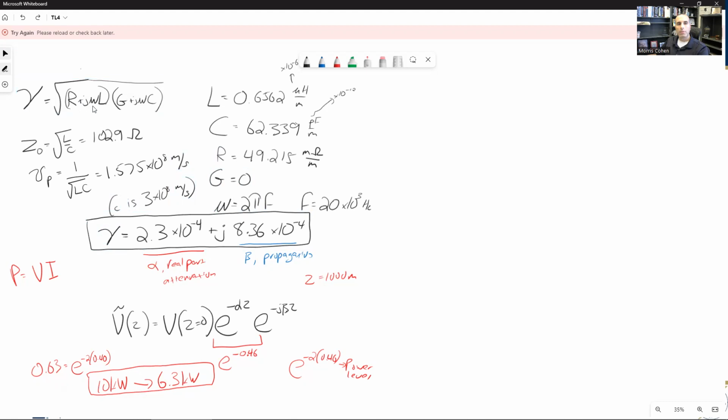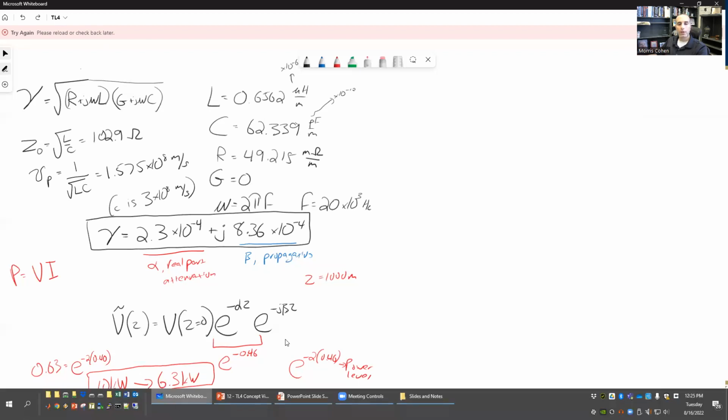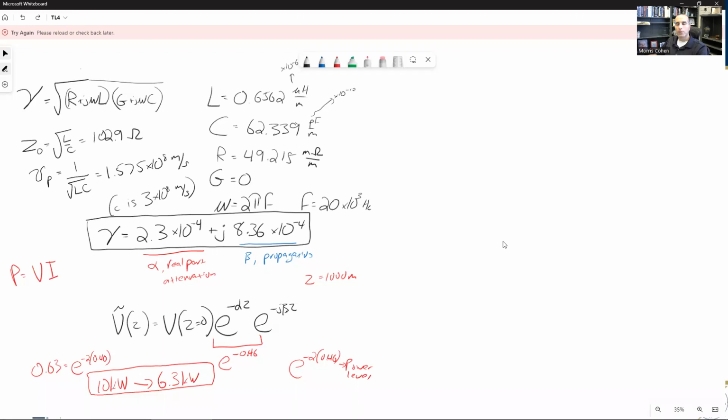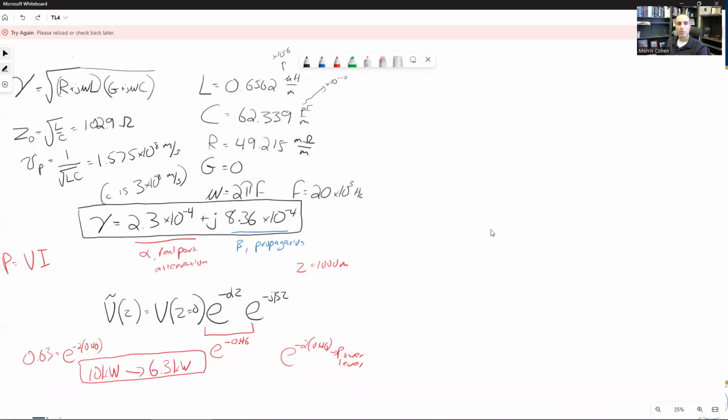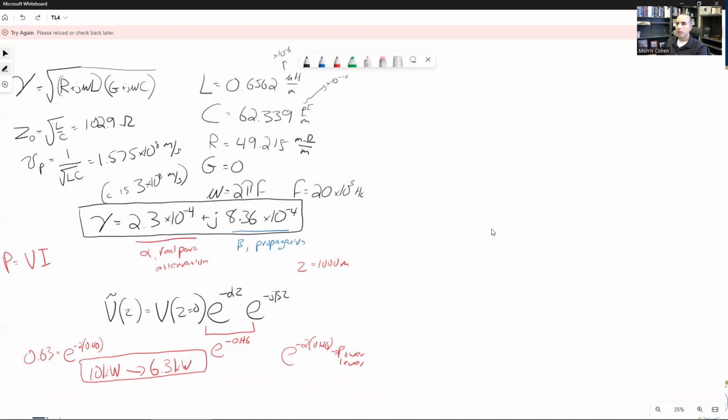And assuming that the frequency was 20 kilohertz, which is about the high end of what an audio signal might have, this is the value of gamma that we came up with. The real part of it defined the attenuation, and the imaginary part defined the propagation, or how the phase evolves with time. And so from that, we figured out that we would get approximately 6.3 kilowatts of energy reaching this far speaker about 1 kilometer away.